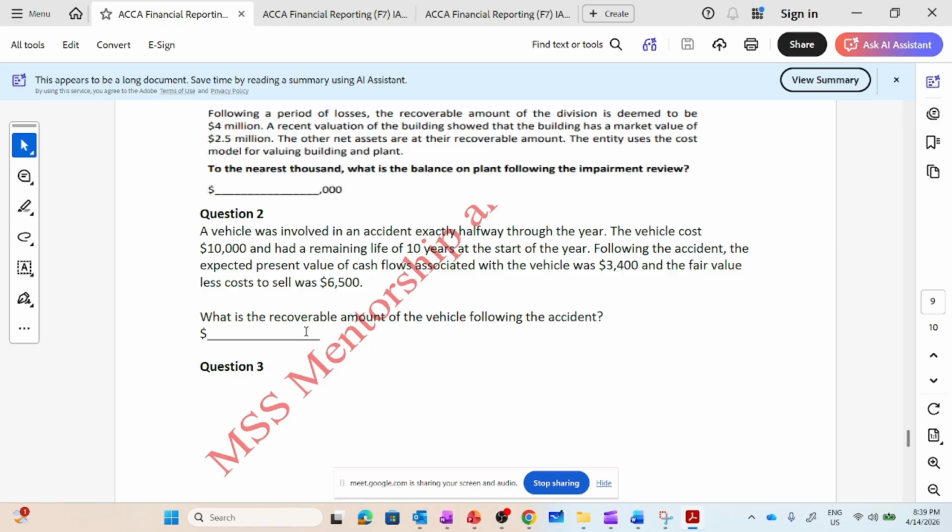Who can tell me what is the recoverable value? Very simple. We have the fair value less cost to sell of 6,500 and we have the value in use, which is the present value of the future cash flow associated with the vehicle, is 3,400. And the concept of IAS 36 is telling us that the recoverable value is the higher of the fair value less cost to sell and the value in use. So now from the question, the value in use is 3,400. The fair value less cost to sell is 6,500. So what is the recoverable value?